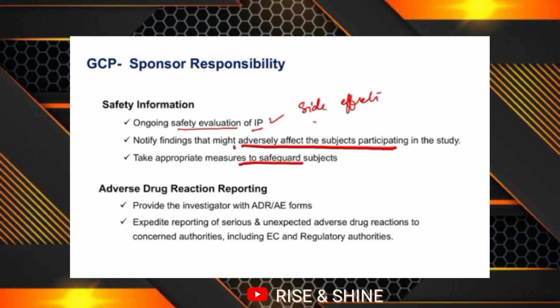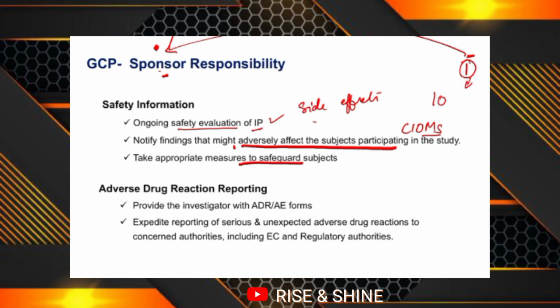How is this information shared with the investigators? Suppose there is one site and they come to know of one major side effect, so immediately that same safety form will be shared with all other sites. And whose responsibility is this? Sponsor responsibility, because there are 10 sites, and one site has experienced that particular side effect. It's not the responsibility of that site to share that information with other sites. The site's responsibility is to share with the sponsor, and the sponsor's responsibility is to share with everyone.